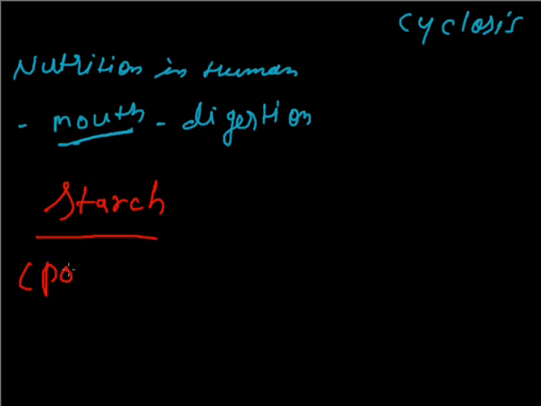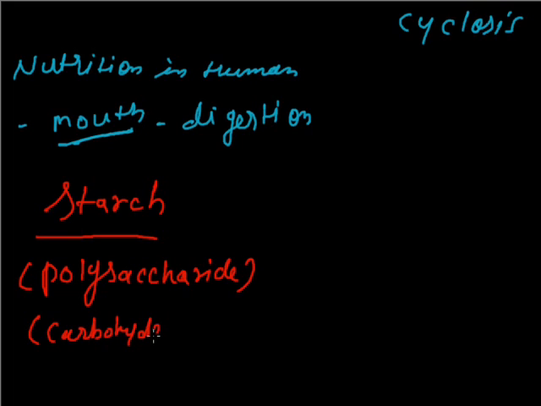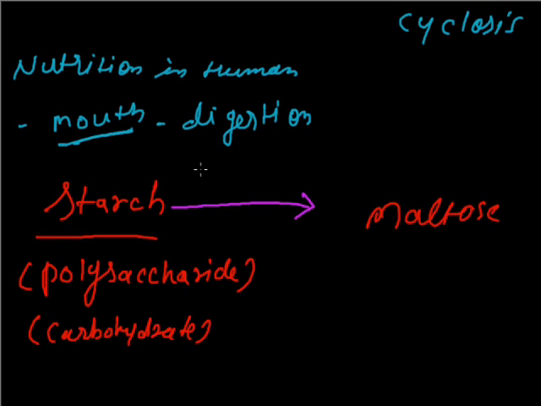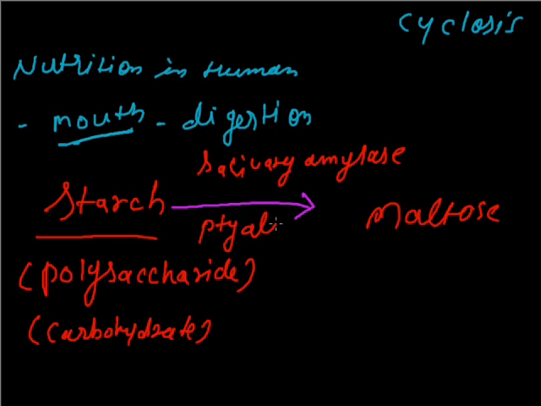Starch is a polysaccharide. Starch is a polysaccharide compound, and it is a carbohydrate. We are very much aware of this term, carbohydrate. This is a kind of nutrient, and this polysaccharide will be converted into one more molecule, and this molecule is known as maltose. It is done by our salivary amylase, and this salivary amylase inside our body is termed ptyalin.